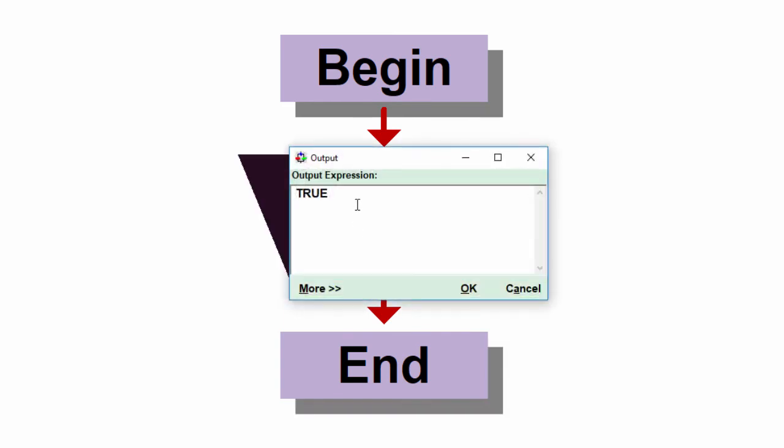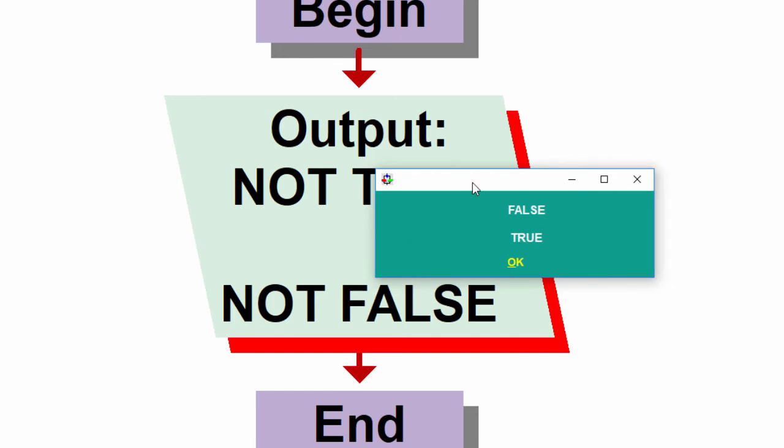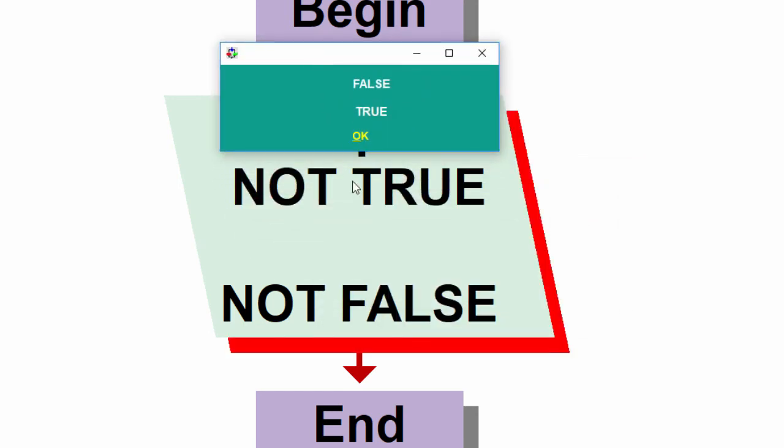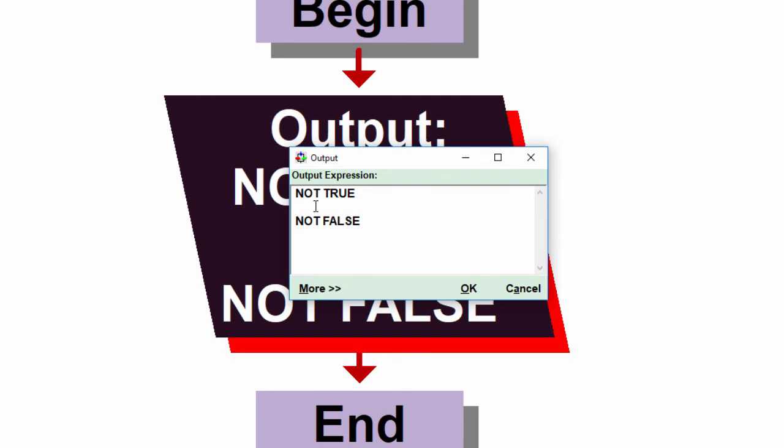And so I can come in here, and if you want to see how these things work, not true, and oops, we'll keep caps lock on, not false, and we'll hit OK. And if I run this, what do we get for output? I get the opposite. So why? What is the opposite of true? False. What is the opposite of false? True. So you can see how the not operator works in that case.